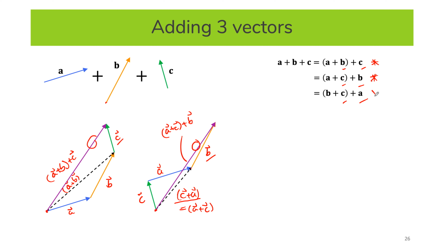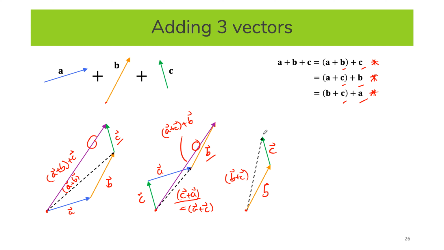Now in the last case, we are going to take B and C first. Here it is. This is B. I decided to add C on top of B, so I attach the tail of C to the head of B. Now I'm going to draw from this point to that point to get an intermediate vector. So this one is B plus C.